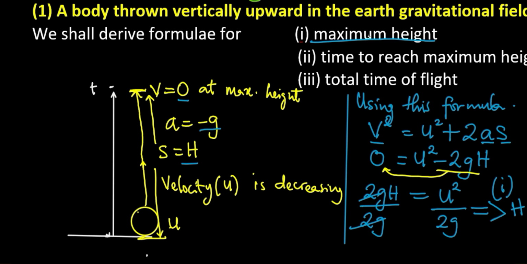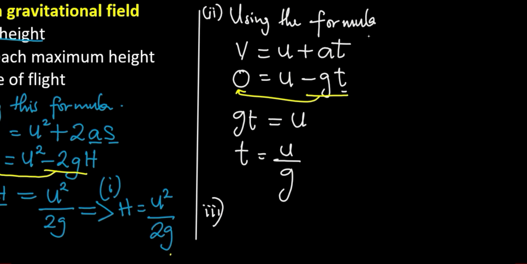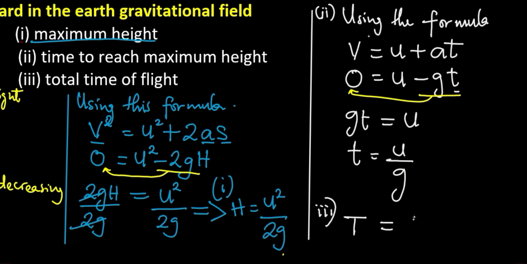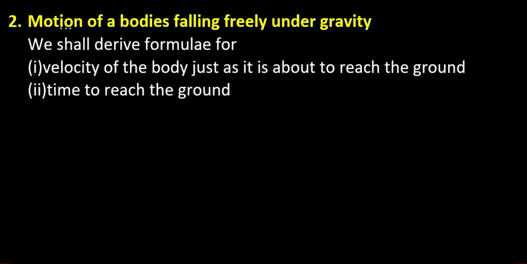Roman figure 3, the total time taken. Let us look at it. Suppose it takes 2 seconds from the ground to reach the maximum height. From the maximum height to reach the ground again, it will also take 2 seconds, for example. So the total time of flight will be equal to 2u/g. That is 2 times the time to reach the maximum height. So these are the 3 formulae that are needed when a body is thrown vertically upward.